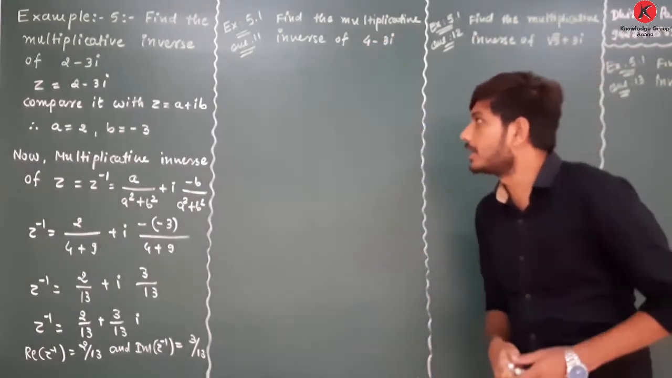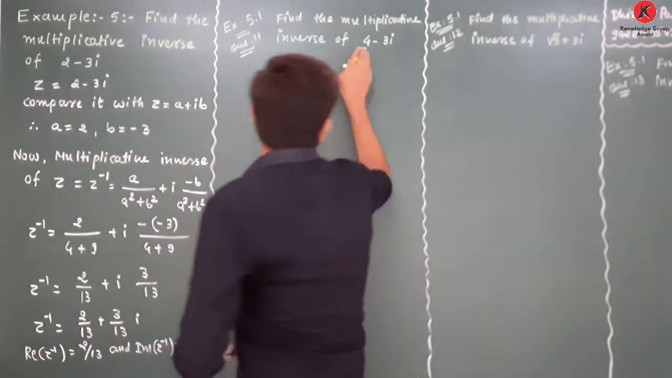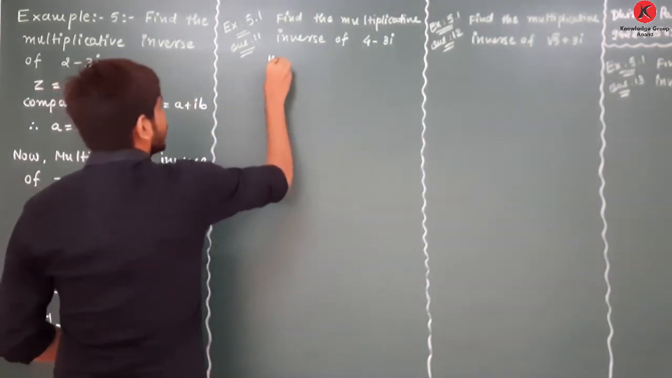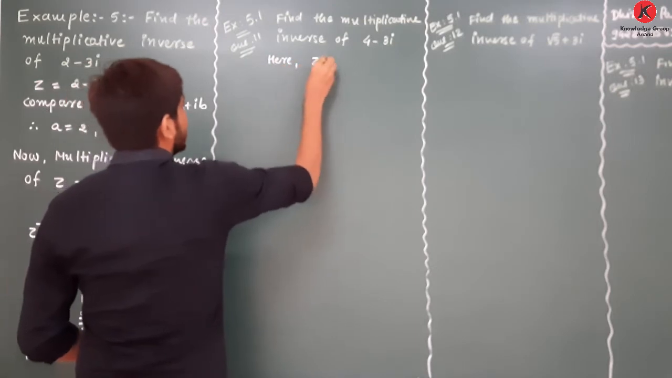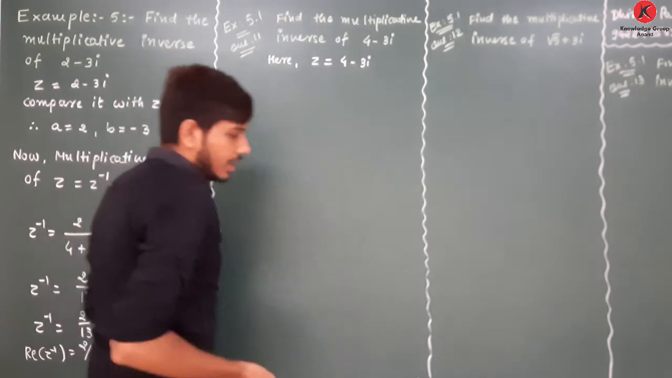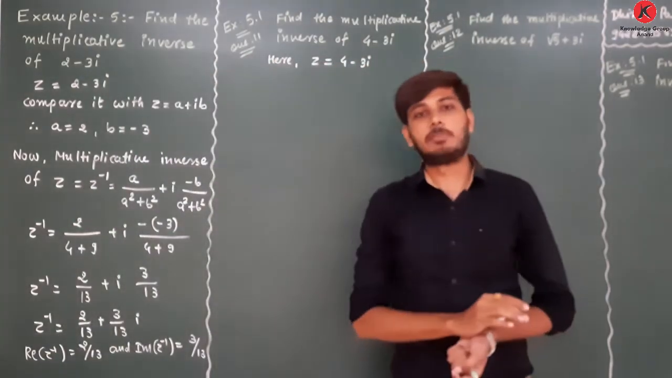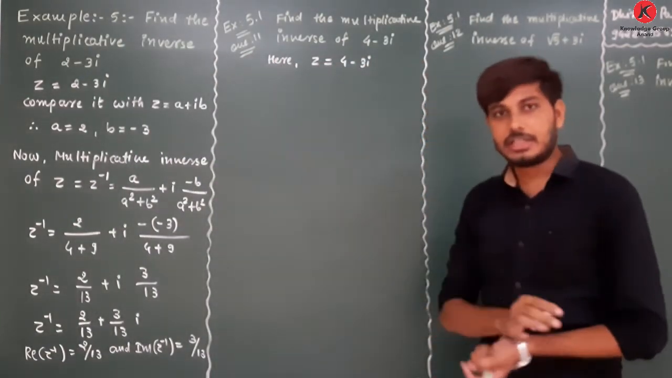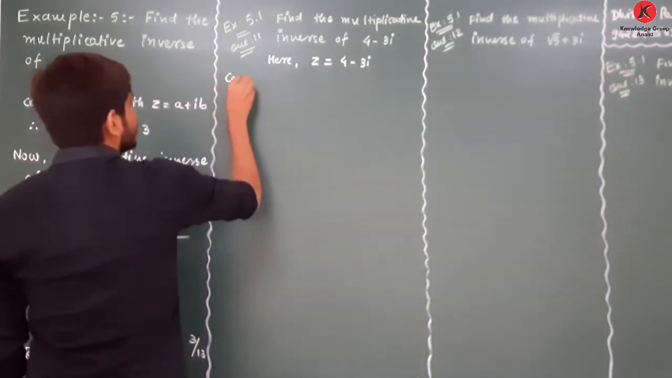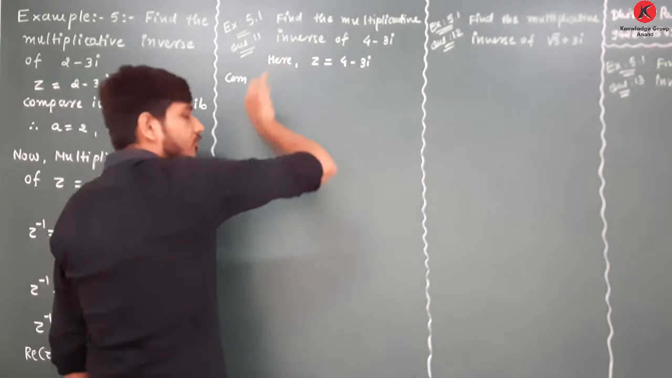Find the multiplicative inverse of Z equals the given number. First convert it into standard form. Z equals 4 minus 3i. This is already in the standard form a plus ib. Therefore, directly compare. If it is not, then first convert it into standard form.